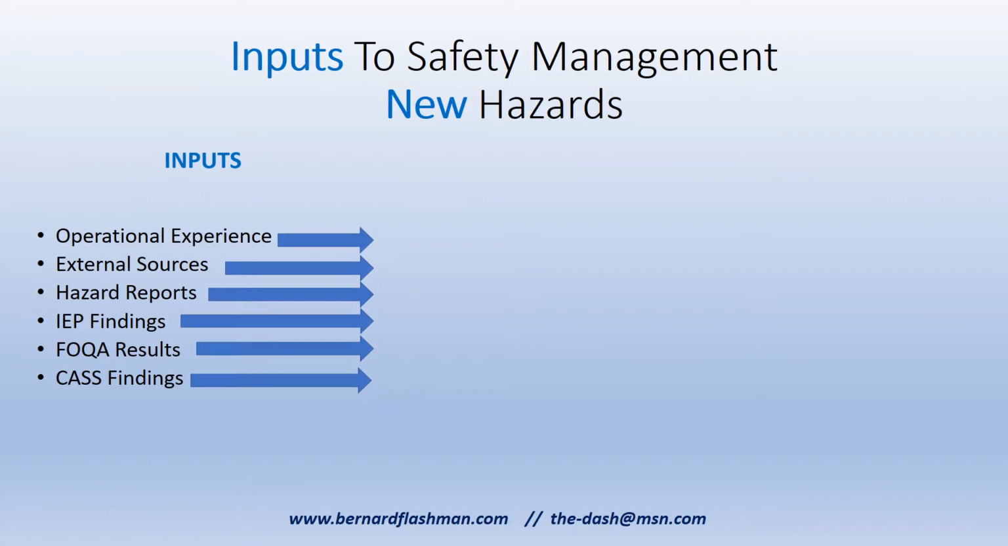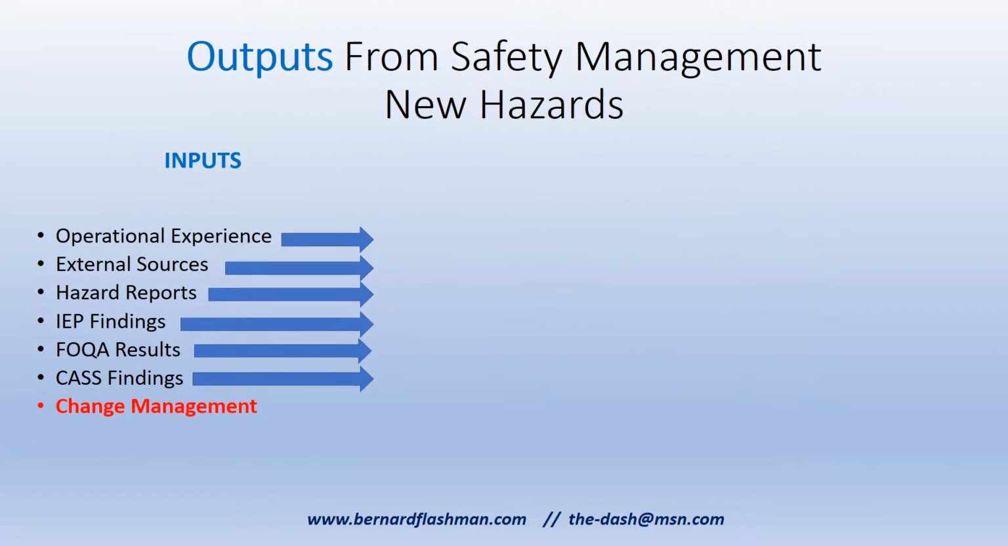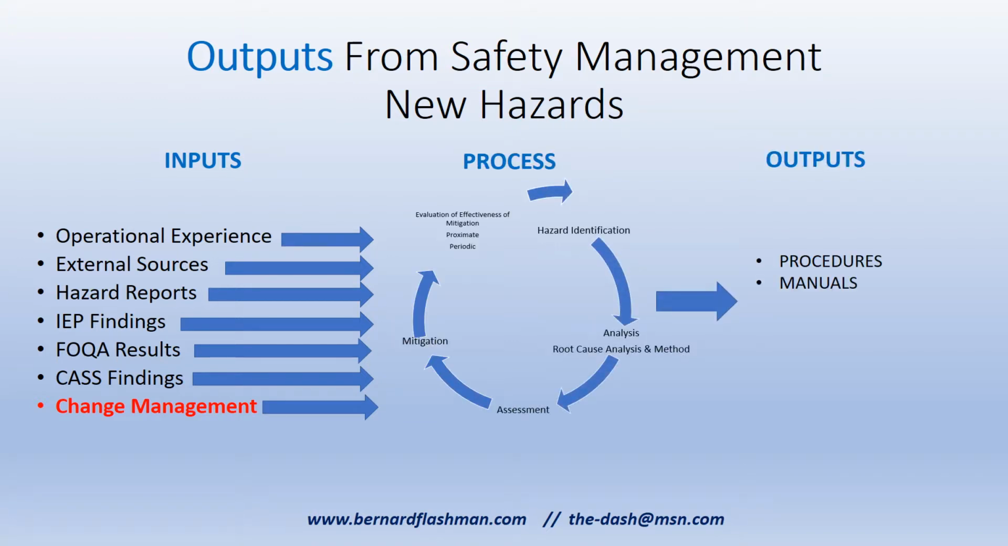To manage the newly identified risks, we use the same risk management method used for managing all risks. The change management process is another source of inputs into the risk management process. The outputs from the change management process can be procedures, manuals, bulletins, and training.